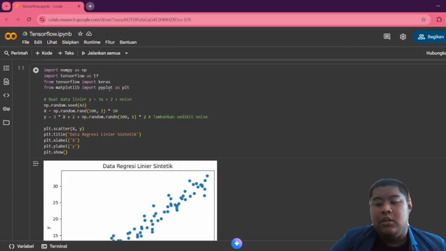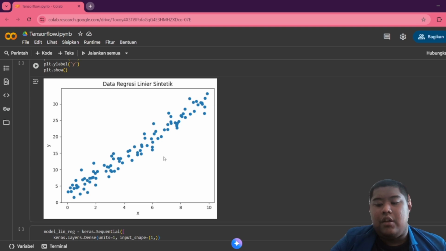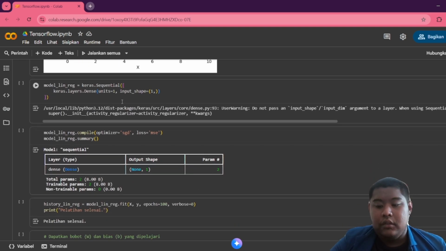Here we import necessary libraries and create synthetic linear data with some noise, then visualize it using a scatter plot. The scatter plot displays our data points, which form a clear upward linear trend, perfect for our regression task. We define a simple neural network model with a single dense layer to perform linear regression.